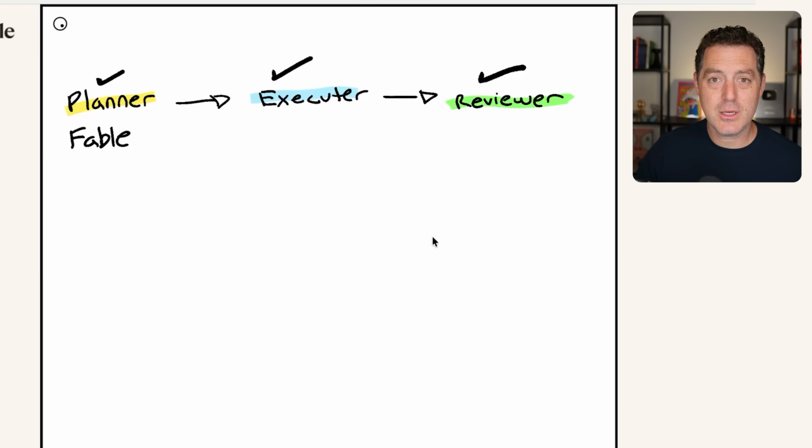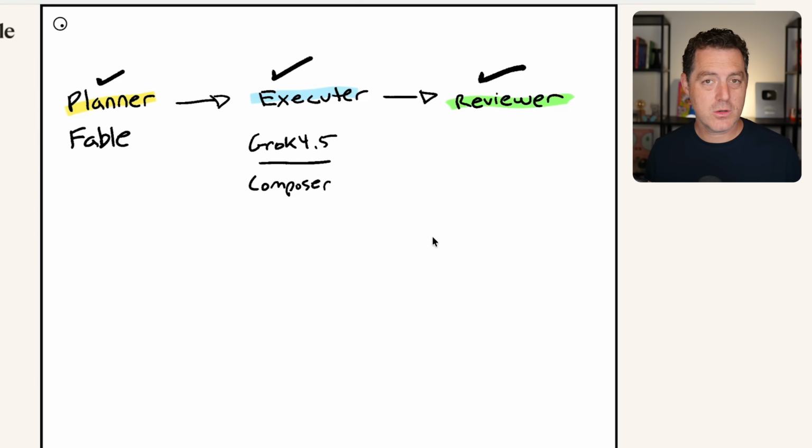Then for the executor, I'm going to give it a cheap model. So something like a Grok 4.5 or the Composer model from Cursor. These are two phenomenal, much cheaper models that are also really good at writing code. And it turns out you don't need frontier models to actually write the code. Once they have a plan, they can write the code quite easily. And so you're paying a fraction of the price at this step.